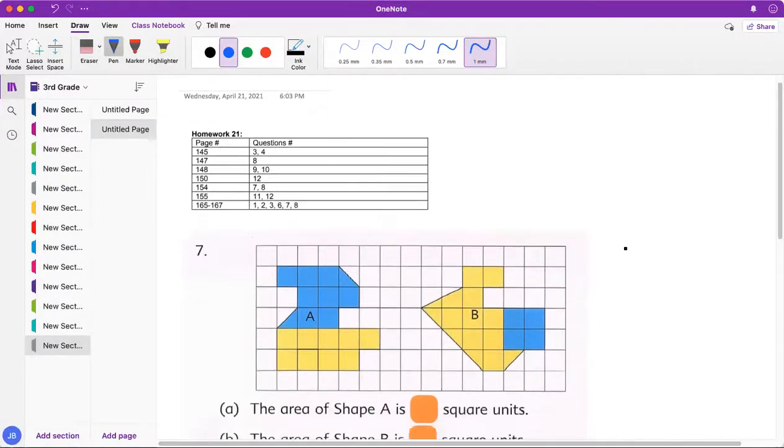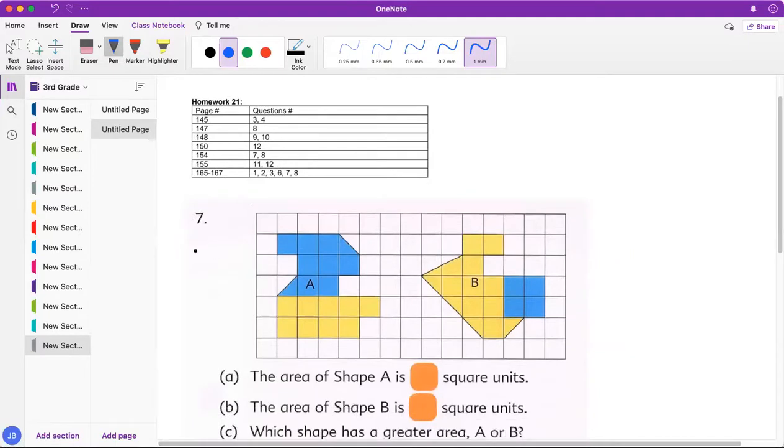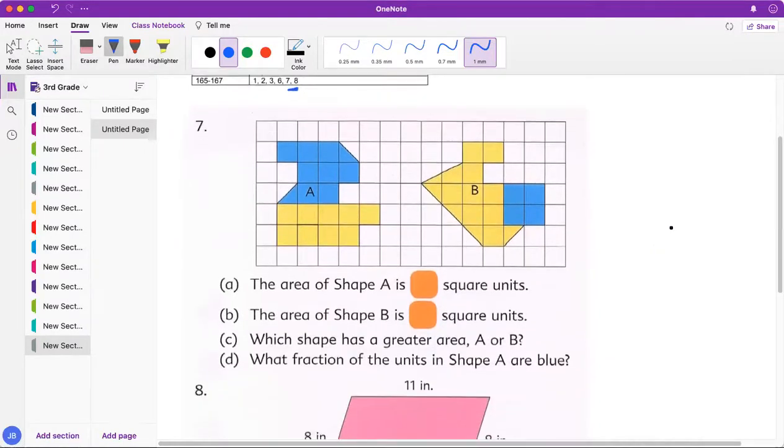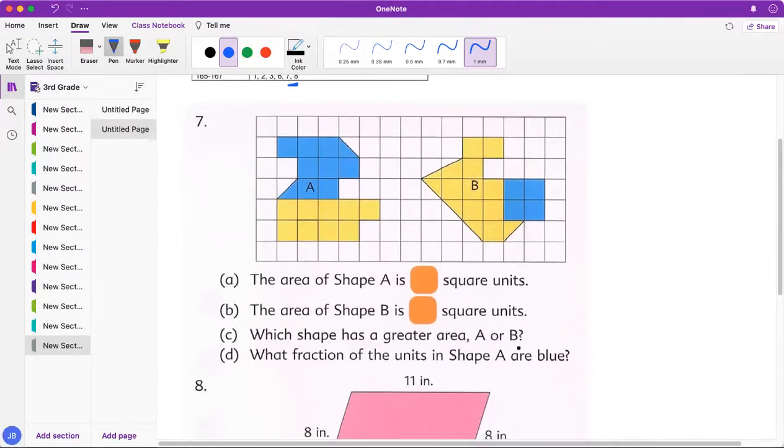Okay, all right. So I grabbed a couple. I grabbed number 7 and 8 on page 166 real quick, just to kind of go over some of the stuff we were doing. So 7 says, the area of shape A is how many square units? This is one of those weird ones, right? So we just have to count.